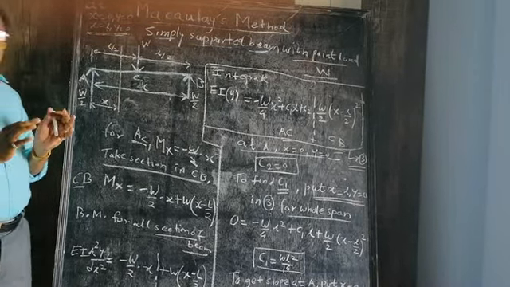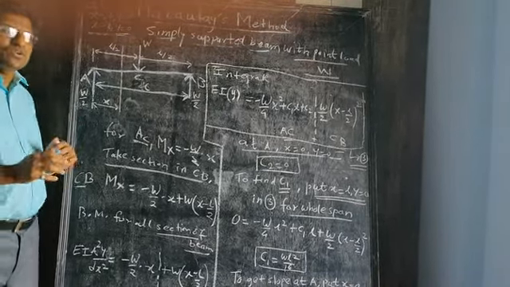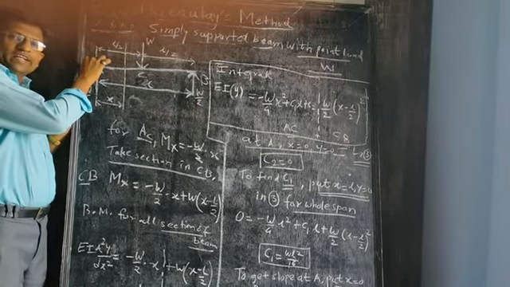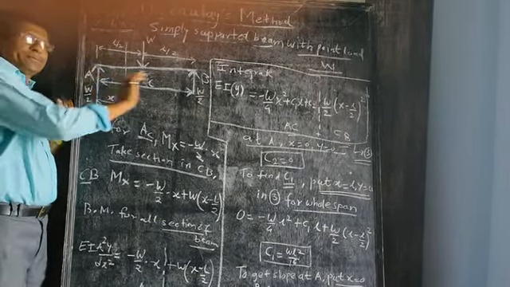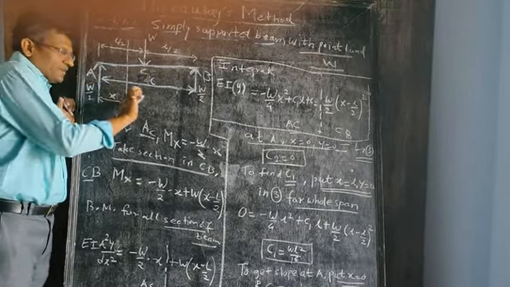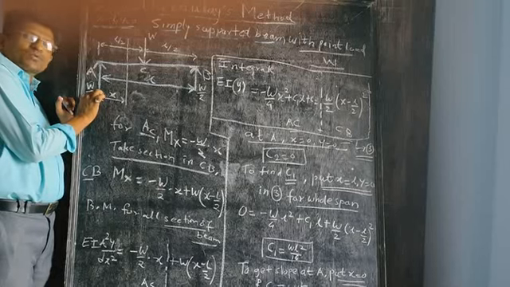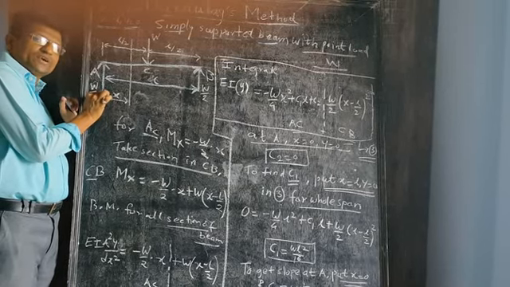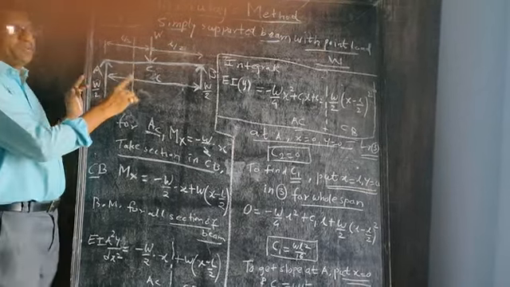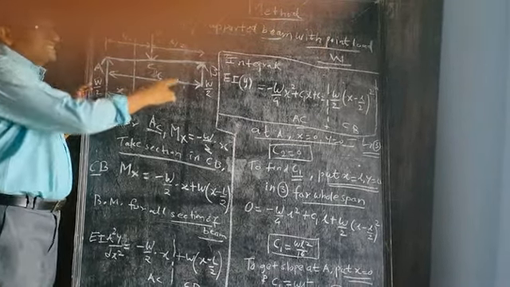Now, there are some rules for this. What is the first rule? Always take the left end as origin. It means the bending moment equations will be written from the left end. The value of x is always taken from the end A. So x will start from the left end, so x is always 0 at the left. Here the equations will be written separately for AC and CB.